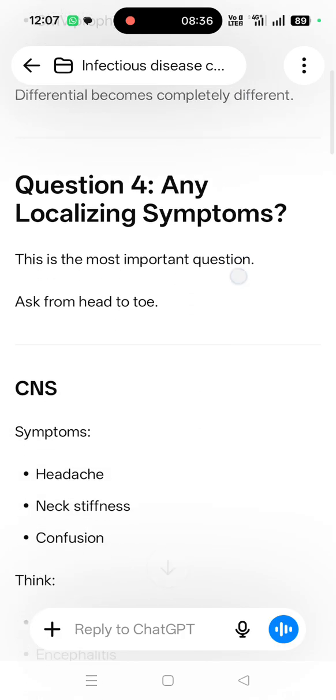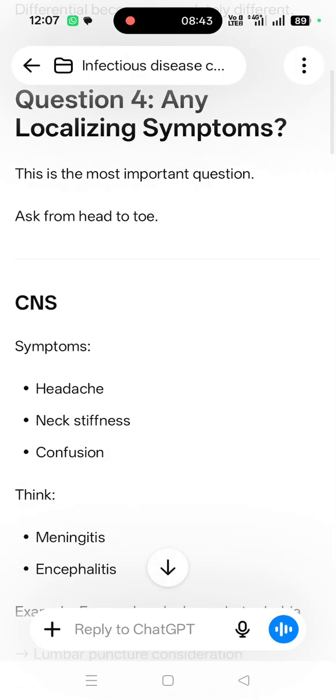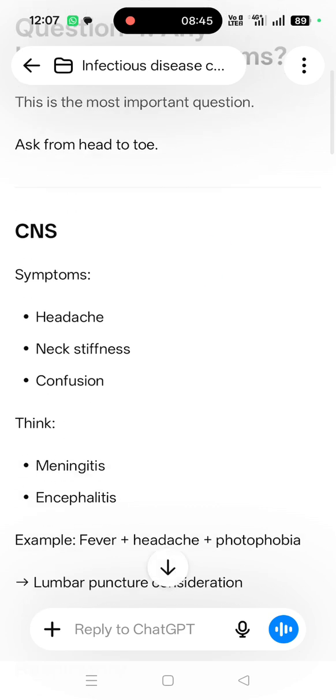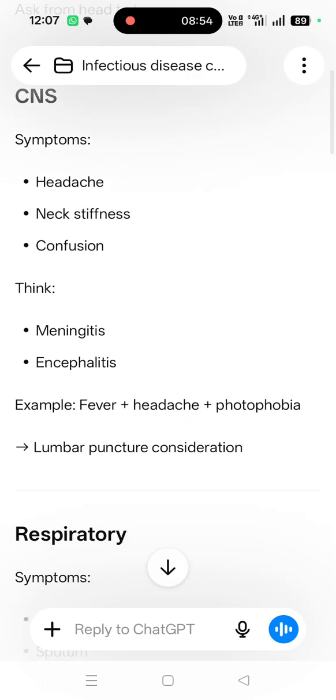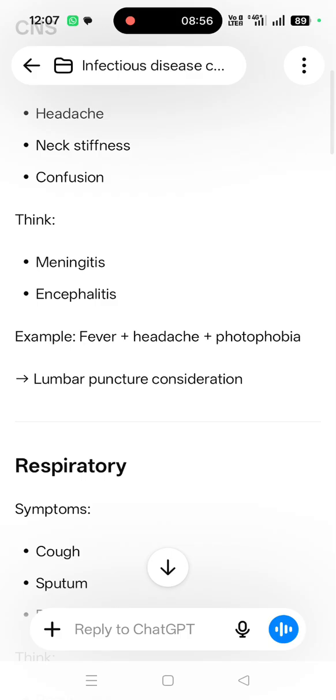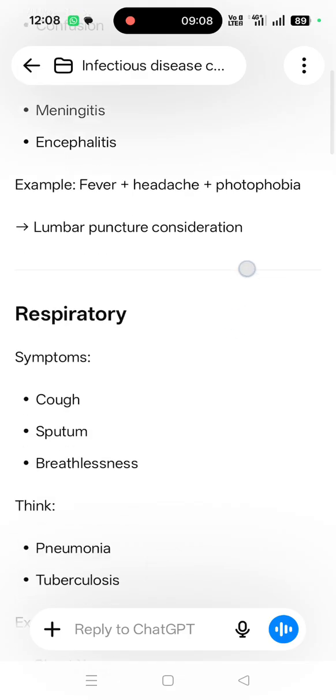Another example is any localizing symptoms. This is the most important thing, because you see from head to toe what system is involved, where the infection is, where the problem is. Symptoms like headache, neck stiffness, confusion show that the CNS is involved. Then you should think of meningitis and encephalitis as the reason for infection leading to the fever. So fever, headache, or photophobia, if all these things are present, then you should think of this.